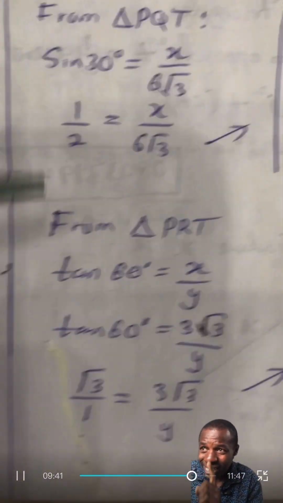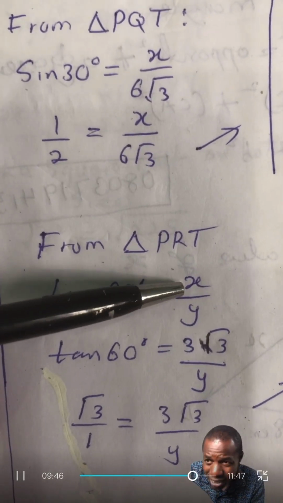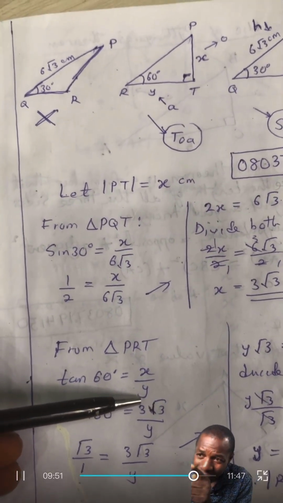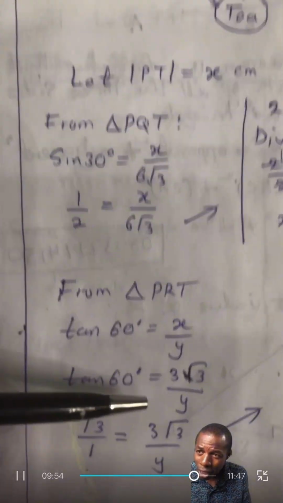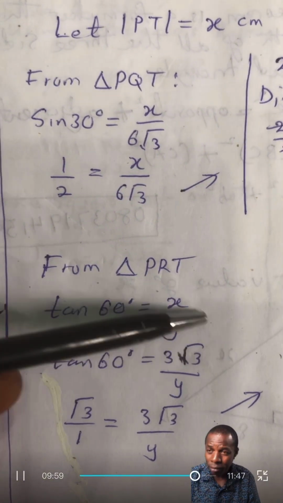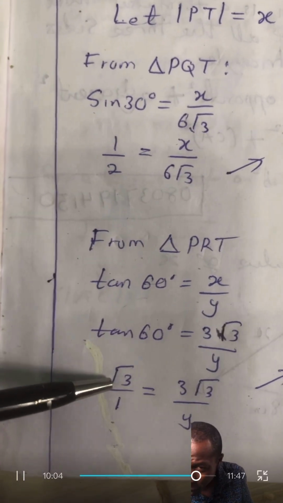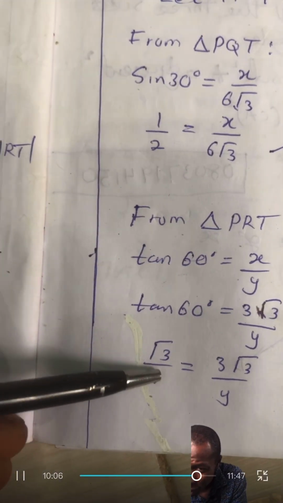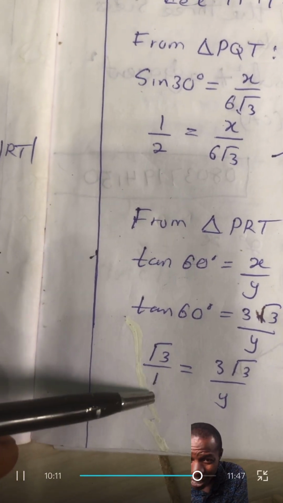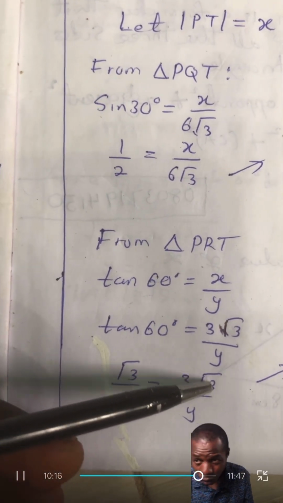So tan 60 degrees is equal to opposite. The opposite is what? x, over what? Adjacent. What's adjacent? y. So we have tan 60 is equal to 3 root 3. 3 root 3 is the value of x. Don't forget that. Over y. So the value of tan 60 degrees is root 3. You can place one under it to make it a fraction, is equal to 3 root 3 over y.